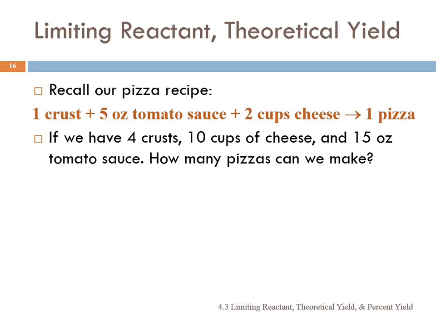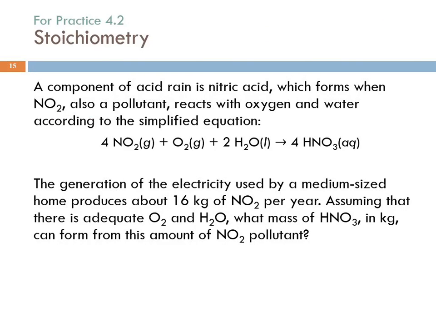Peek ahead. Okay. One more example, and then we'll stop for today. A component of acid rain is nitric acid, which forms when NO2, which is also a pollutant, reacts with oxygen and water according to this simplified equation. The generation of the electricity used by a medium-sized home produces about 16 kilograms of NO2 per year. Assuming that there's adequate O2 and H2O, what mass of HNO3 in kilograms can form from this amount of NO2 pollutant?